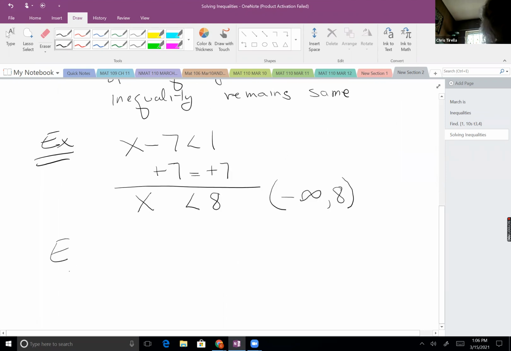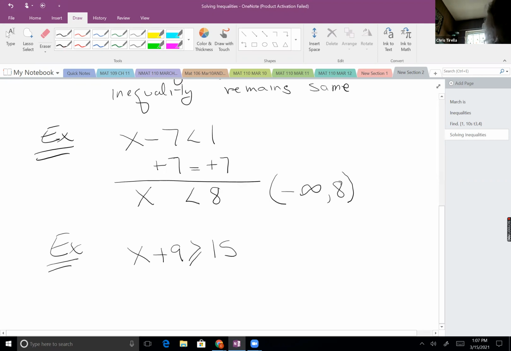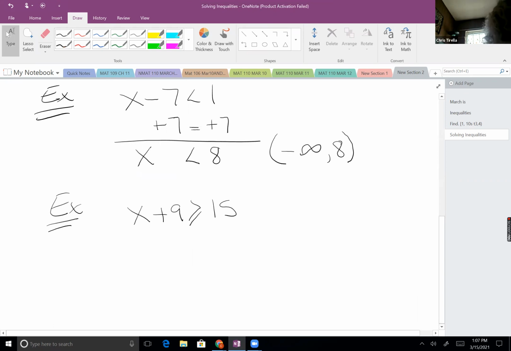Another example, let's say I have x plus 9 is greater than or equal to 15. Well, here, to solve for x, to get the x alone, the opposite of adding 9 is subtracting 9. Again, I want to do the same thing to both sides, so I'm keeping that equal sign in between. X plus 9 minus 9 would be x. 15 minus 9 would be 6.